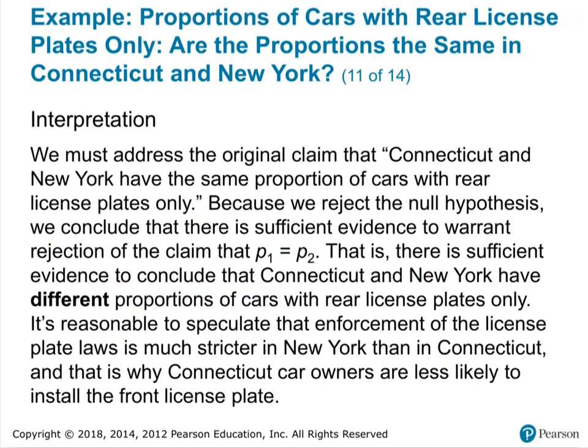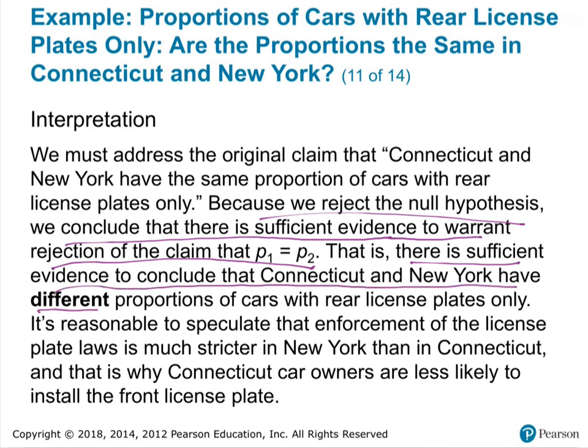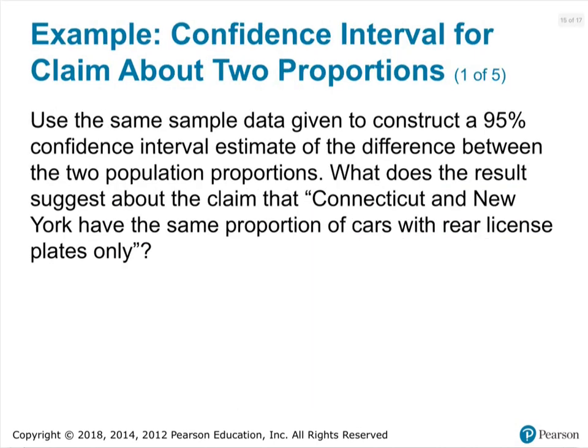All right, so here we go. What does that all mean? We reject the null. We conclude there's sufficient evidence, strong evidence, to warrant rejection of the claim. There is sufficient evidence to conclude that Connecticut and New York have different proportions of cars. Like we said, they're different. They're not the same. It's reasonable to speculate that enforcement of the license plate laws is much stricter in New York than in Connecticut.